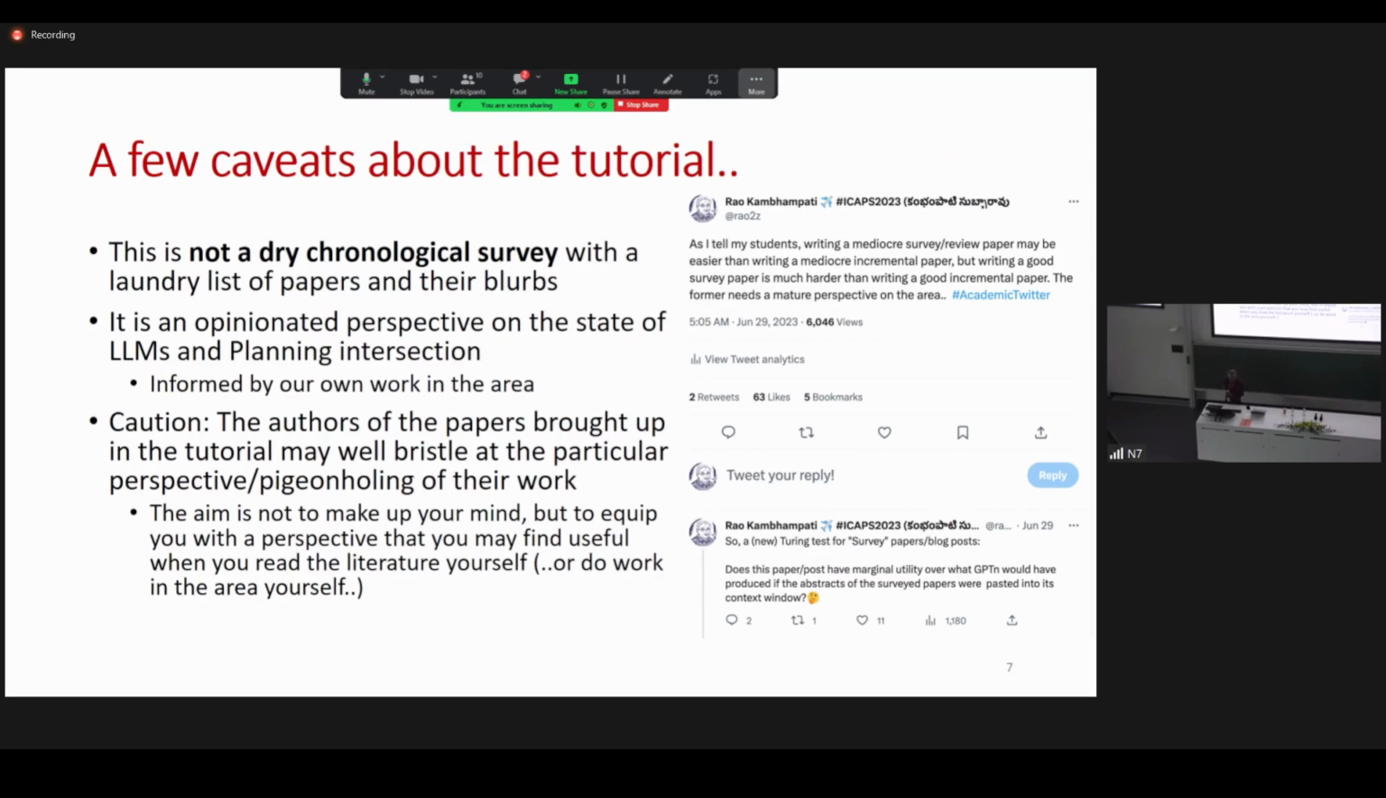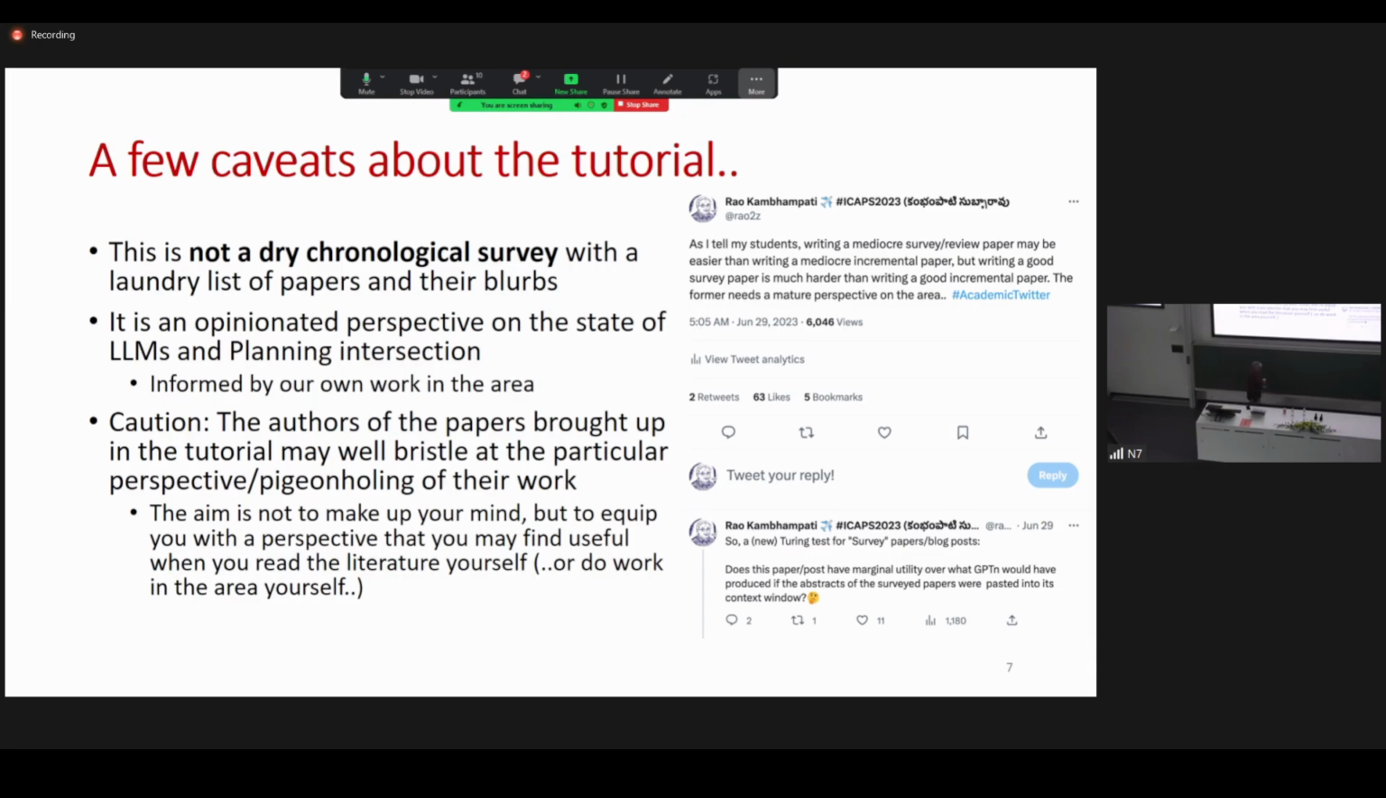A few caveats about the tutorial. It's not a dry chronological survey with a laundry list of papers and blurbs. By the way, I'll be showing you a whole bunch of tweets, because this tutorial was tweeted over the last year and a half or so, and I basically sat down and wrote it into a tutorial. That's a good way to live these days, because when you have an idea, you can get people to understand the insight. But this particular thing is actually about survey papers.